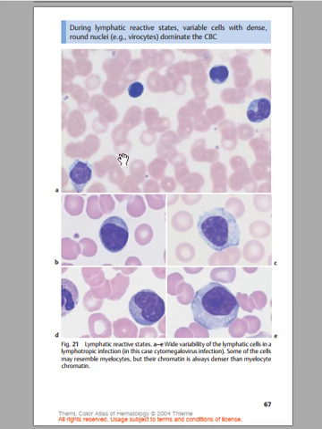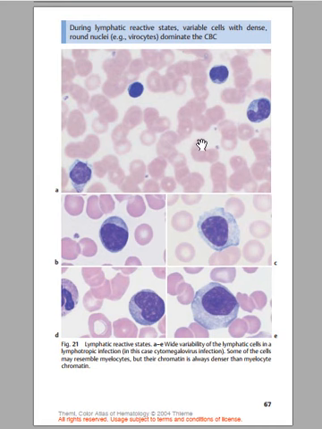Some cells may resemble myelocytes. You see some cells here are very big and resemble myelocytes. Some cells here are very small. So you have a very different series of lymphocytes when you are having an acute infection, like in this case, a cytomegalovirus infection.